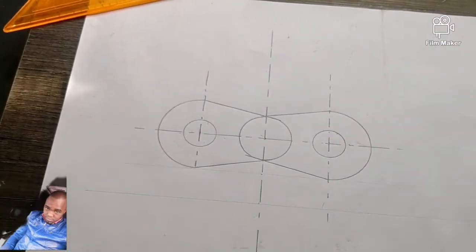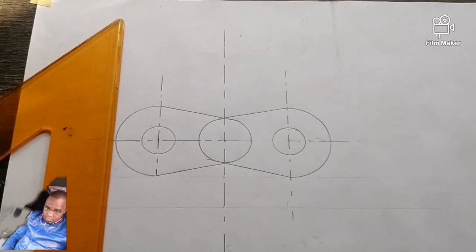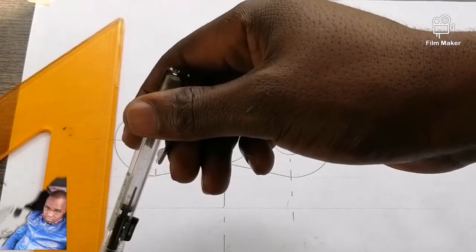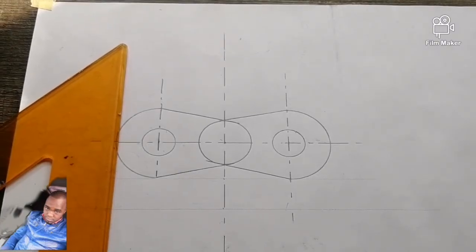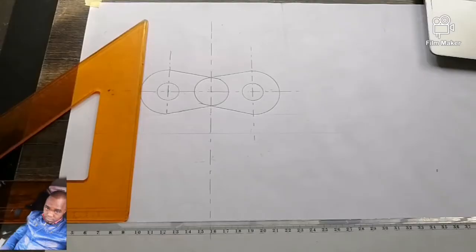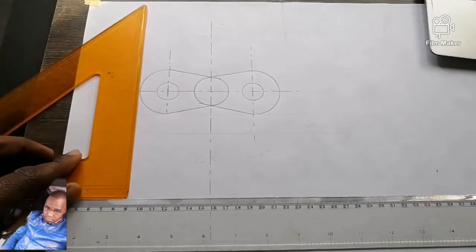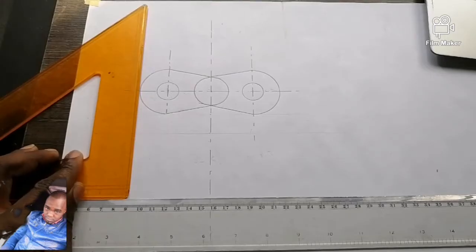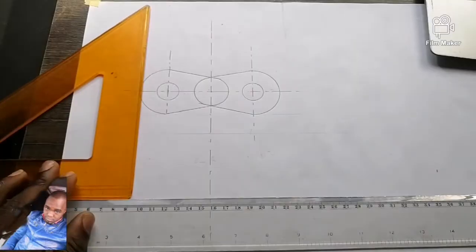I'm now drawing the front view. So I can take these lines. Let's go step by step. I can take this line down now. Take them vertically down. Remember that always your T-square rests against your drawing board or your drawing table, and your set square is flush on top of your T-square.